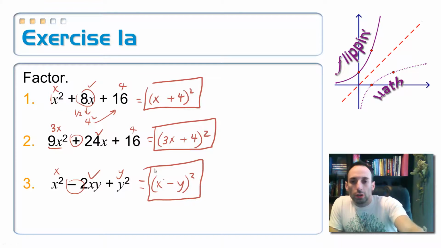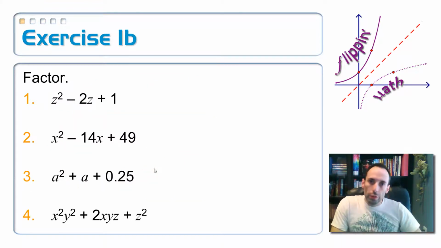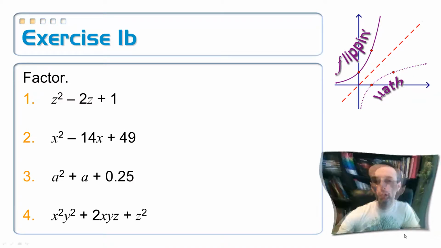So here are 4 of them for you to try, these perfect square trinomials. Go ahead and pause the video and let's see what you come up with.